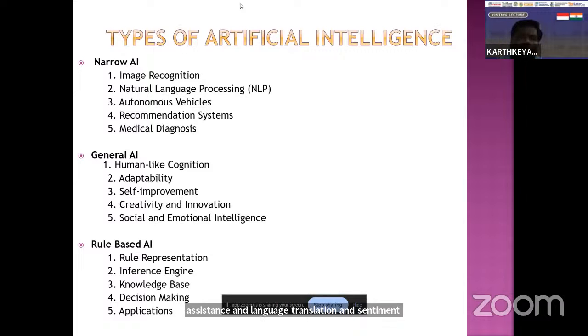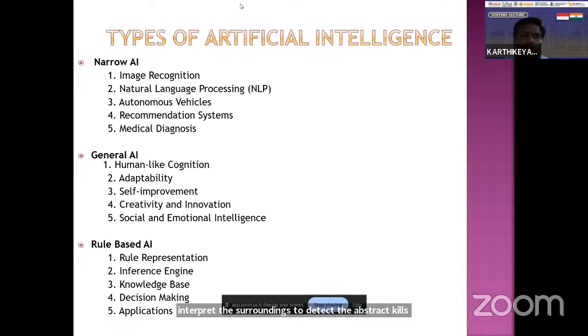And the third one is autonomous vehicles. Autonomous vehicles are nothing but a decision making system. These vehicles use sensors and algorithms to interpret the surroundings, to detect obstacles, and navigate safely through traffic.